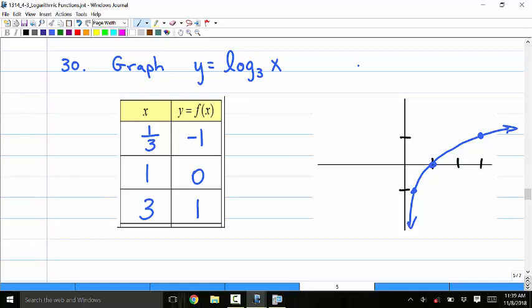What is the domain for this function? Zero to infinity. What is the range of this function? All real numbers. And there is a vertical asymptote where? At x equals 0.